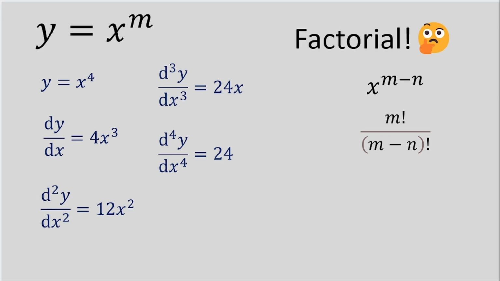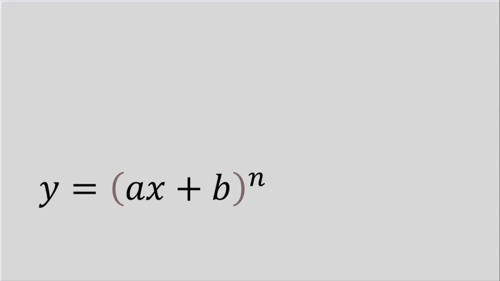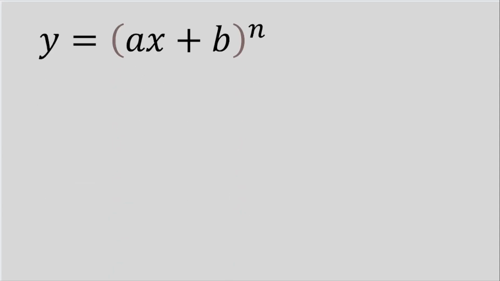Now if we combine both terms, we get a generalized formula for the nth derivative of the given function, that is y_n equal to x^(m−n) times m factorial divided by (m−n) factorial. So this is what we are looking at. This is the final shot. Okay, so now we want to go to the next formula, which looks just like this, but is slightly different.